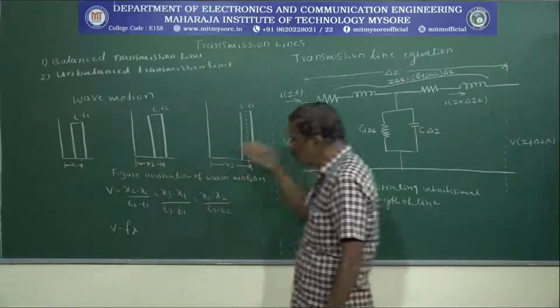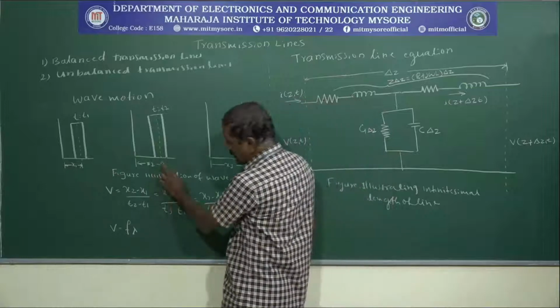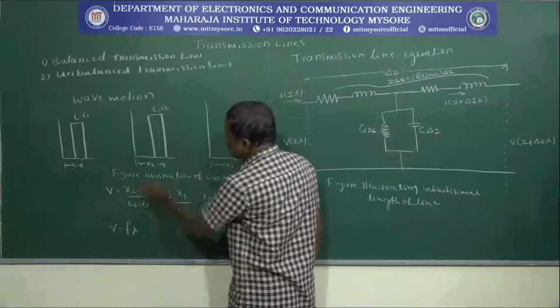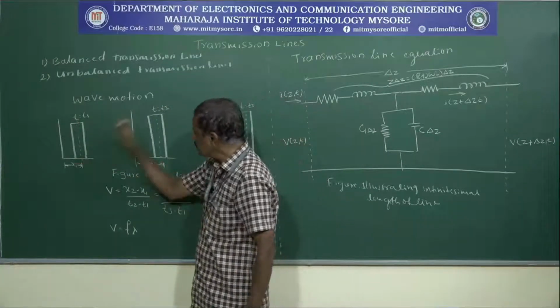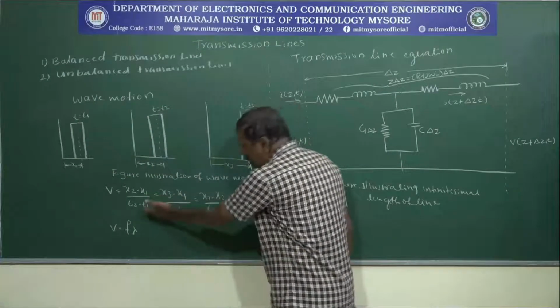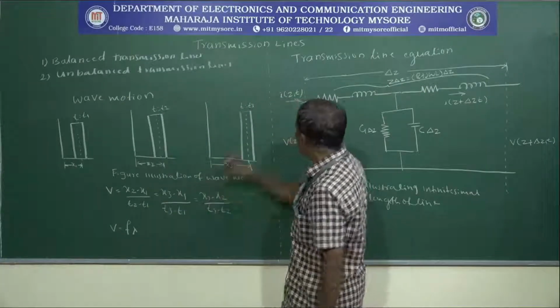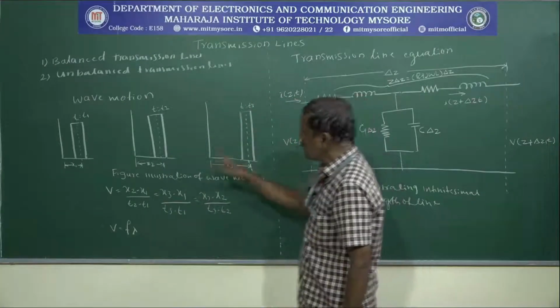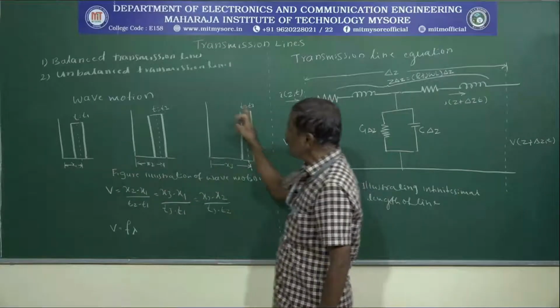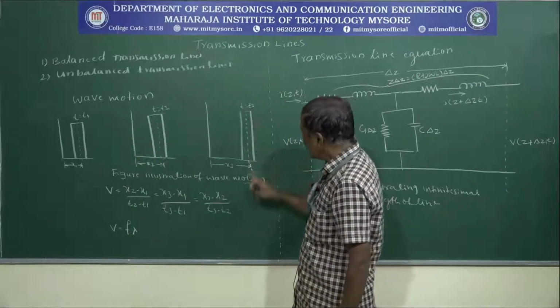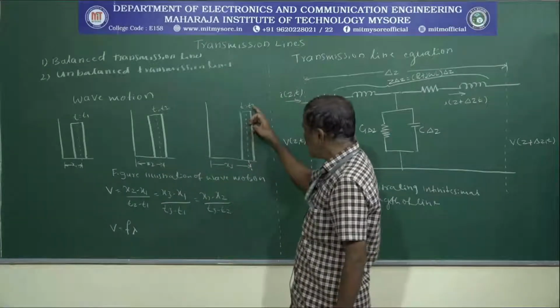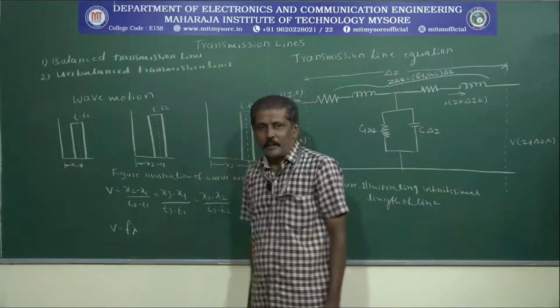So the velocity of this movement will be calculated from x2 minus x1 divided by t2 minus t1, or the velocity can be calculated by x3 minus x1 divided by t3 minus t1, or this velocity can also be calculated as x3 minus x2 divided by t3 minus t2.